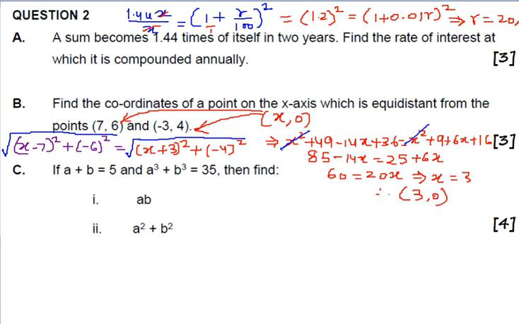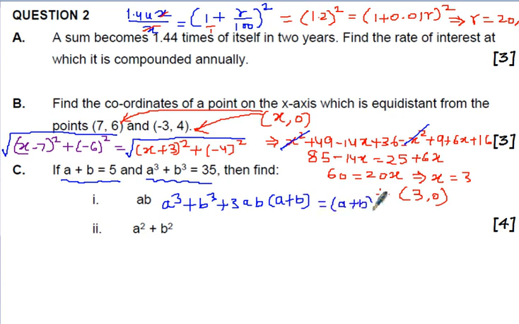Now let us come to this question. Here they have said a plus b is 5. You can pause the video and try by yourself, and a cube plus b cube you have to find. So here you have to find ab, so you can apply the a plus b the whole cube formula. So what is the a plus b the whole cube formula? a cube plus b cube plus 3ab in bracket a plus b. This is a plus b the whole cube.